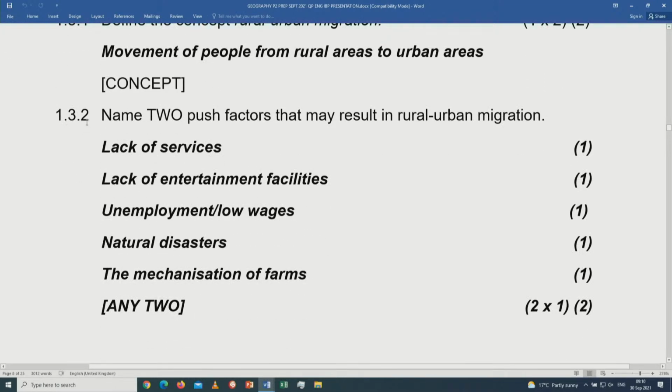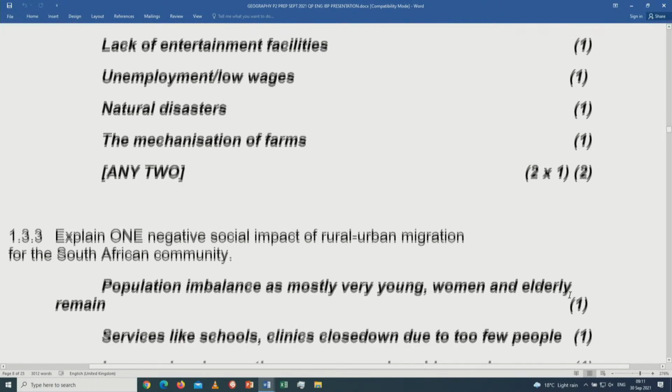1.3.2 says, name 2 push factors that may result in rural-urban migration. Okay, we have many answers there. We have lack of services that can push people, lack of entertainment facilities, 1 mark, unemployment or low wages, 1 mark, natural disasters, 1 mark, mechanization of farms, 1 mark. But be careful, much as we have a lot of possible answers, you only allocate for any 2, which is 2 multiplied by 1, which equals 2.